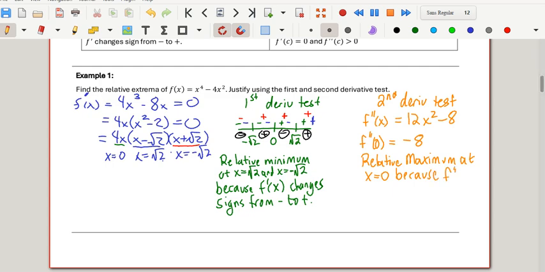f single prime of 0 is 0. So we have to justify both of them. We have to say where we got the 0 from. And f double prime of 0 is less than 0, because it's a reverse association, and it actually is less than 0. Both of those reasons.